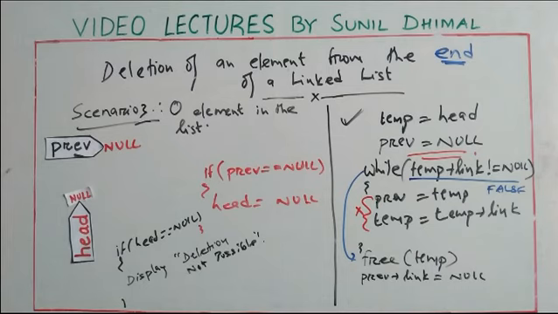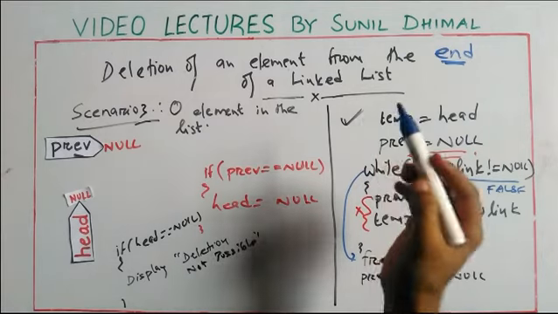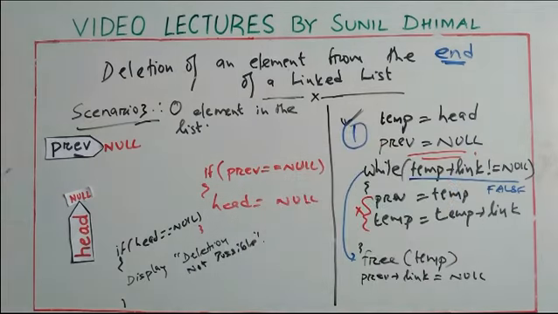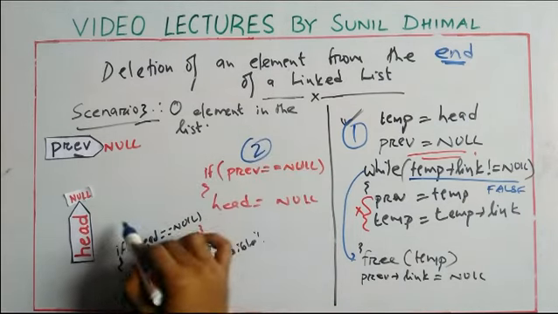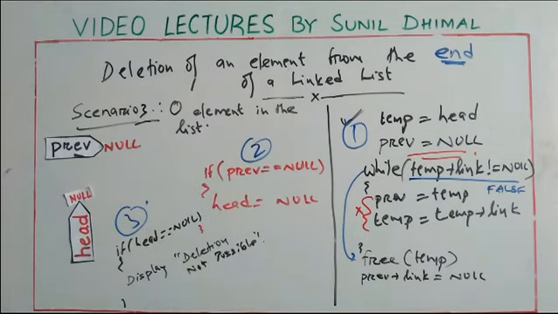right? So for deleting the element from the end, you have to take care of 3 scenarios. This is scenario number 1, right? Maybe this one, take care of this scenario and this one, right? Now we can combine all these 3 logics in an algorithm. Okay, now we will see the algorithm which works well for all these scenarios.